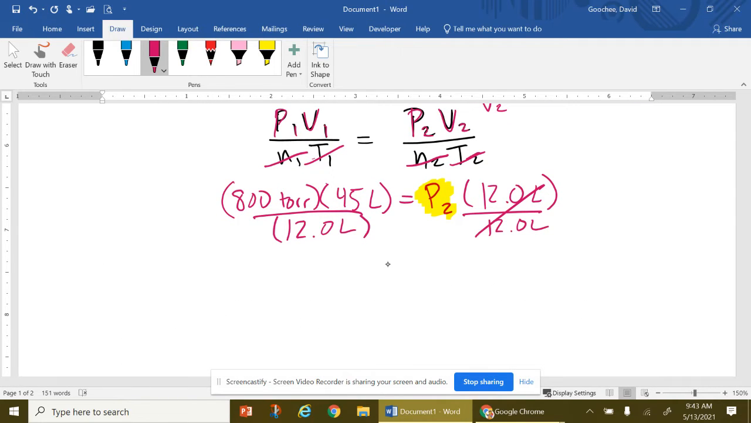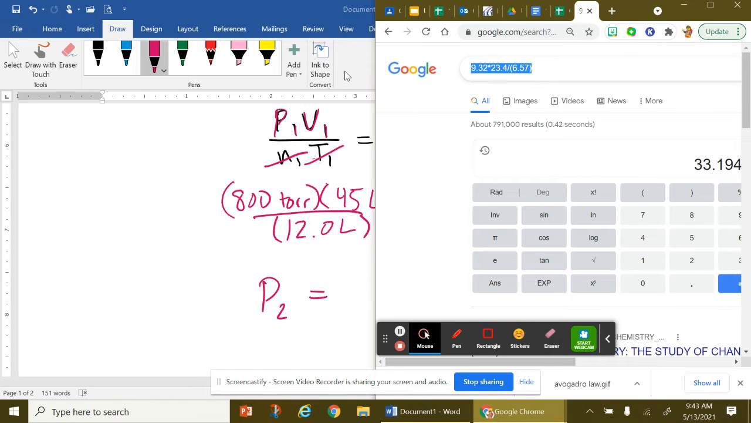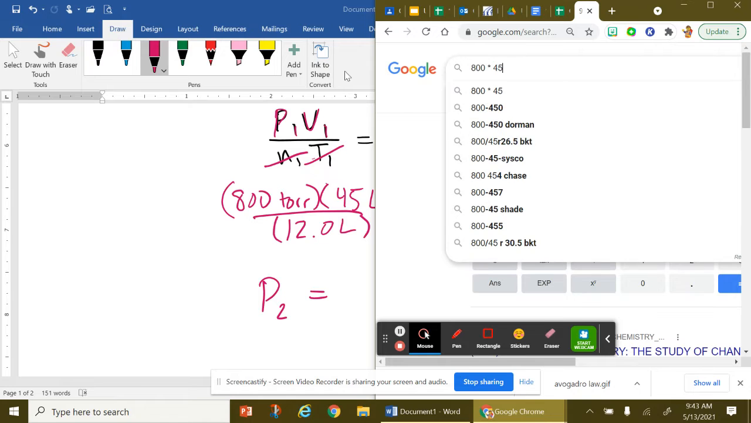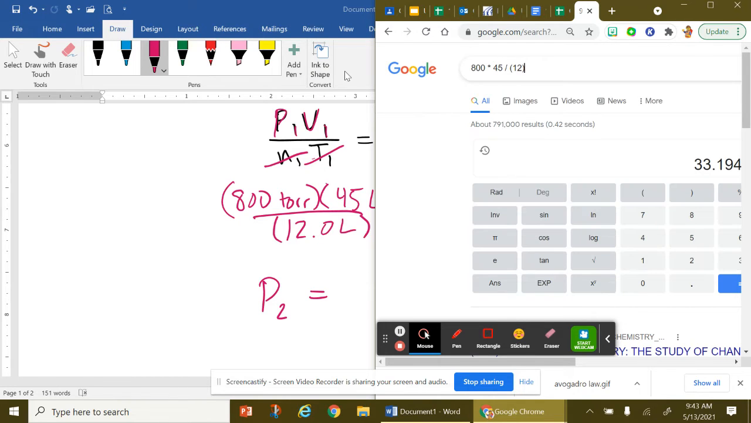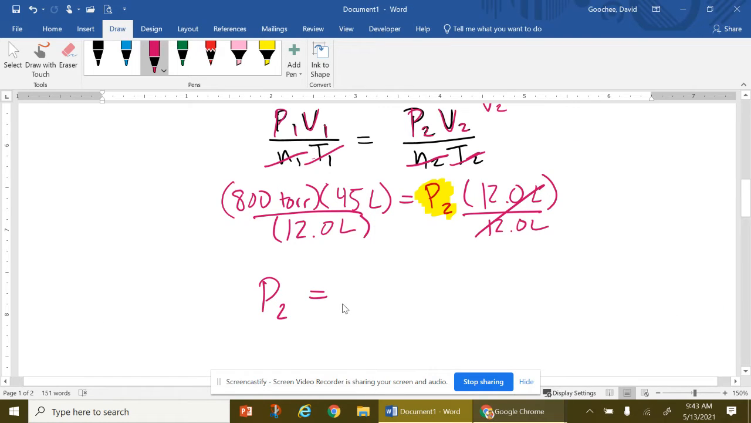So the final pressure here is equal to 800 times 45 divided by 12. 800 times 45 divided by 12. And what do we get? 3,000. Nice. We get 3,000.